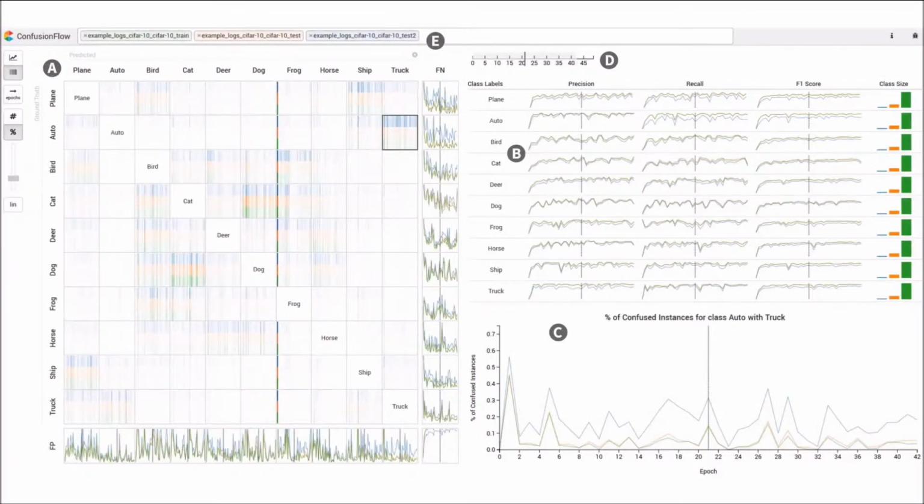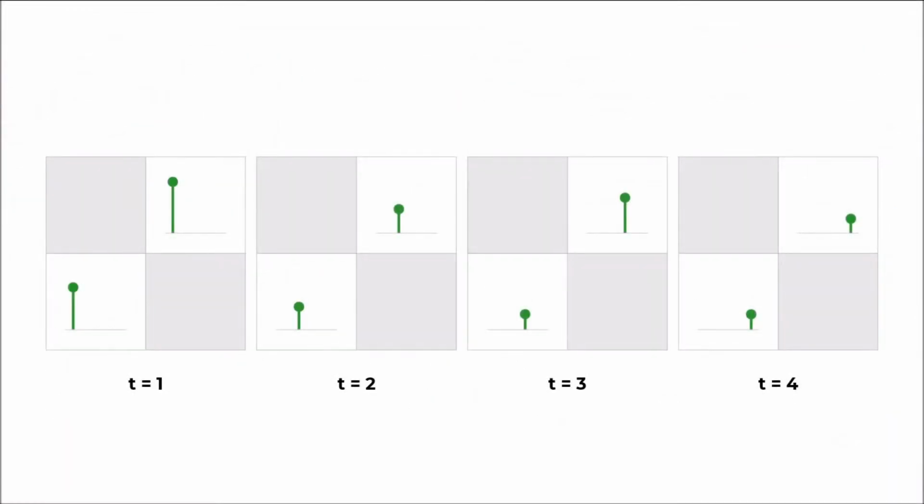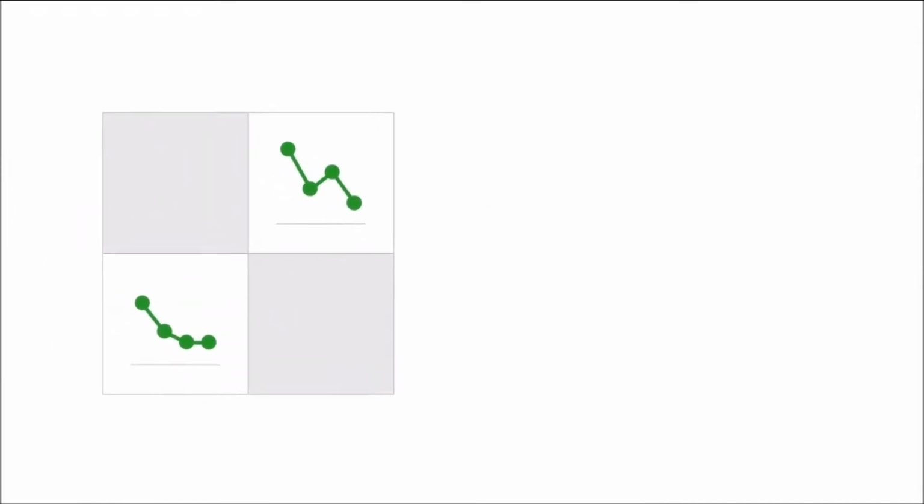Confusion flow is an interactive visualization for the performance analysis of classification models. It introduces a novel temporal adaptation of the confusion matrix, which lets model developers compare the learning behavior of multiple classifiers over time.